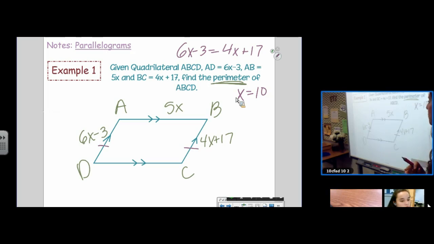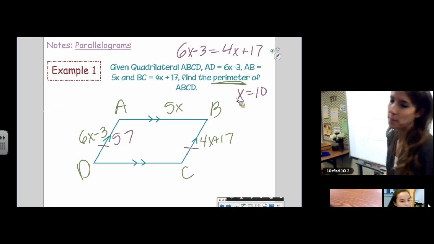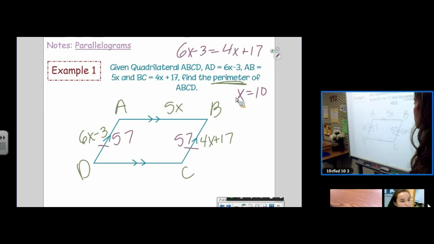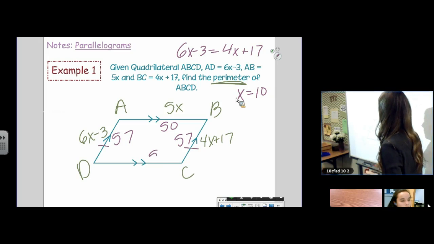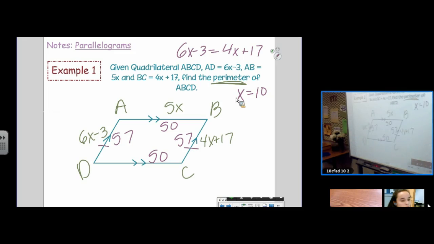We plug that bad boy in. 6 times 10 minus 3. Opposite sides are congruent. Plug it into AB. Opposite sides are congruent. Look at that. Now we have an addition problem on our hands. Final answer? Come on, guys. Yeah, there we go. I was waiting for someone to type it. Good job. 214. Very nice.